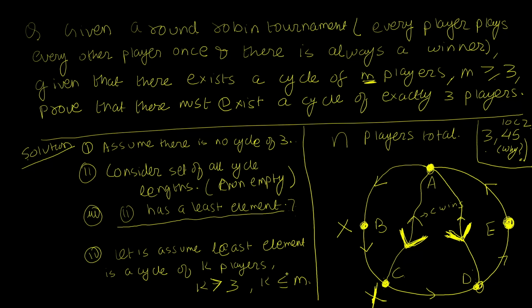Now we want to show our contradiction by saying that K is not the least element, because we know that the least cycle is 3. So we'll use the argument that we had here in order to derive a cycle length that is less than K. If we are able to do that, it means that there exists a shorter cycle, and that would apply for any K that is greater than 3. Therefore, the shortest cycle must have 3 elements. But that is the main challenge. How do we show that there exists a shorter cycle with less than K players?